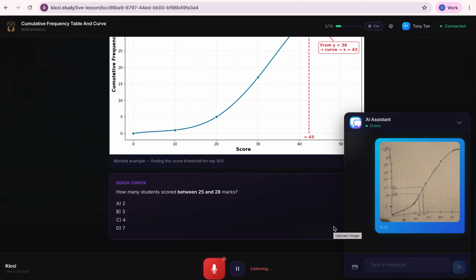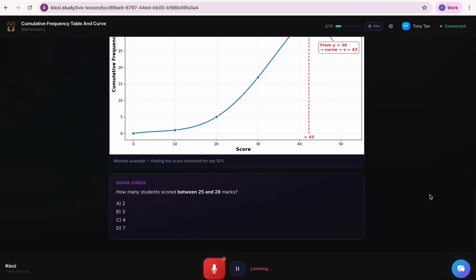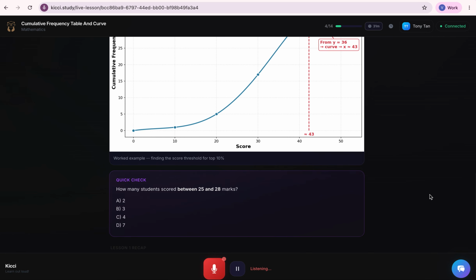Precisely, Tony. That's exactly the right way to do it. You read the cumulative frequencies from the curve at both marks, and 14 minus 10 gives you 4 students. Excellent work, and great explanation. So that means the answer is C. Ready to see what's next, or did you have any questions about this? You can move on next. Excellent. Moving on to the lesson recap then.